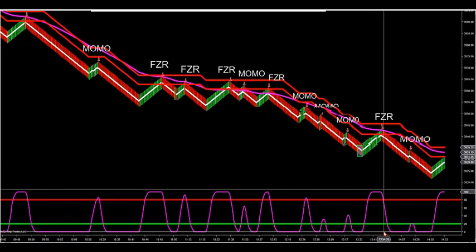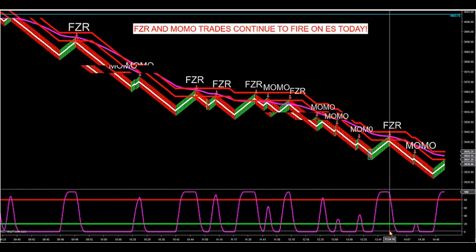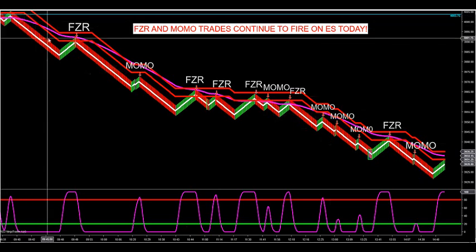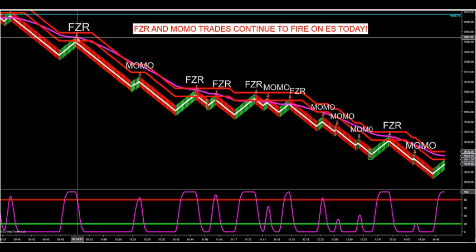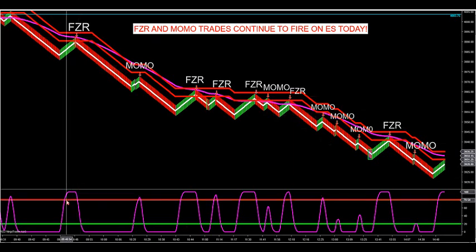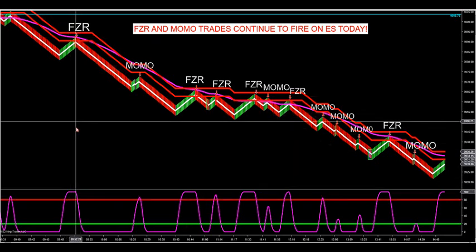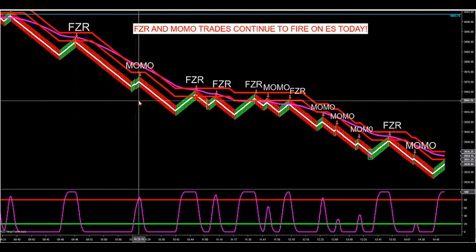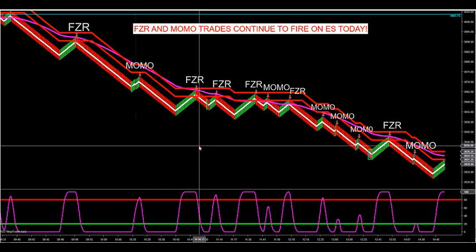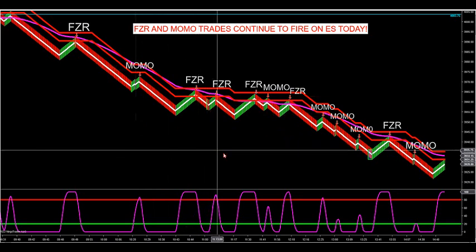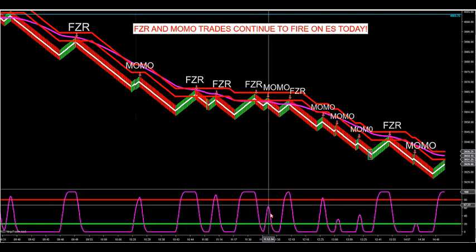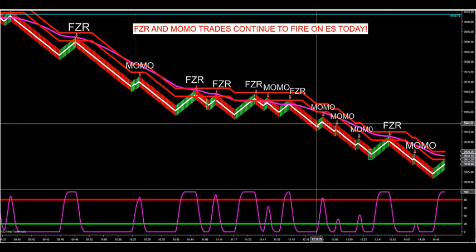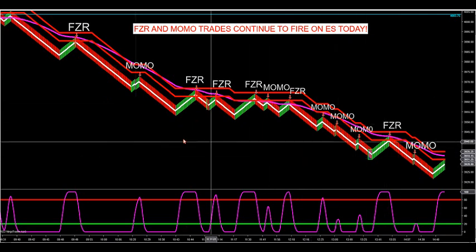So if we look at the session all the way to the morning, we broke the demand line earlier, retested it, and we went from an FZR at around 954, that was a full retracement above 80, into a MOMO right below 80 when the arrow fired, into an FZR above 80, right at the zone, FZR, into MOMO below 80, FZR above 80 at the zone, FZR, MOMO, MOMO, MOMO, FZR, MOMO.